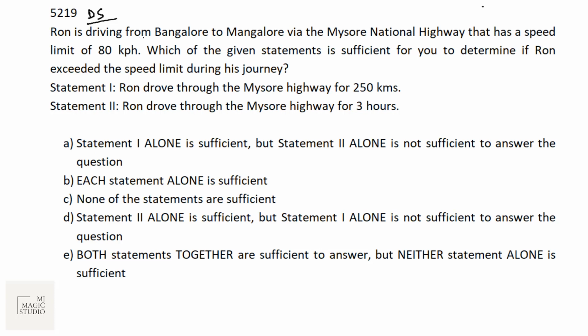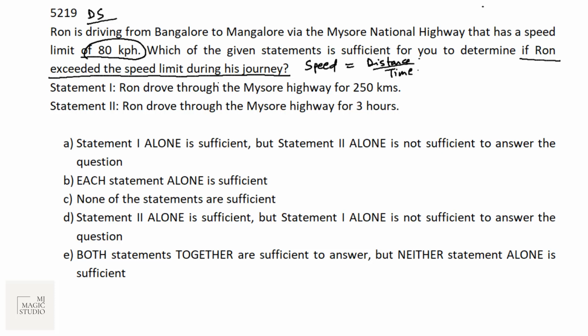Ron is driving from Bangalore to Mangalore via the Mysore National Highway that has a speed limit of 80 km per hour. Which of the given statements is sufficient for you to determine if Ron exceeded the speed limit during the journey? That means we need the speed of Ron. Speed is equal to distance by time. Either we need the speed, or we need distance and time so that we can calculate the speed.